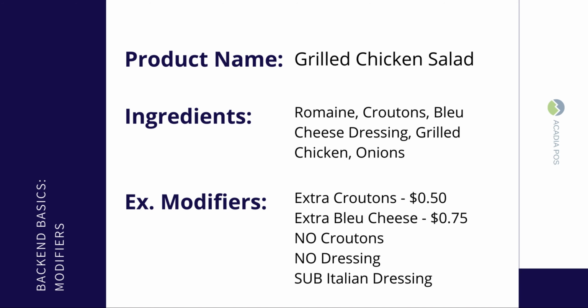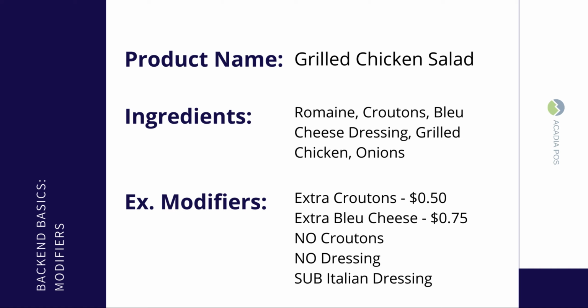For example, you might sell one salad that comes with croutons, blue cheese dressing, grilled chicken, and onions. Some examples of loose modifiers that you'd apply to that chicken salad would be extra croutons. You can also add a price for each modifier: extra blue cheese, no croutons, no dressing, and sub Italian dressing.